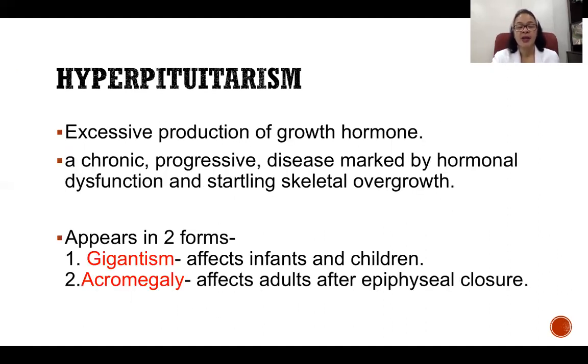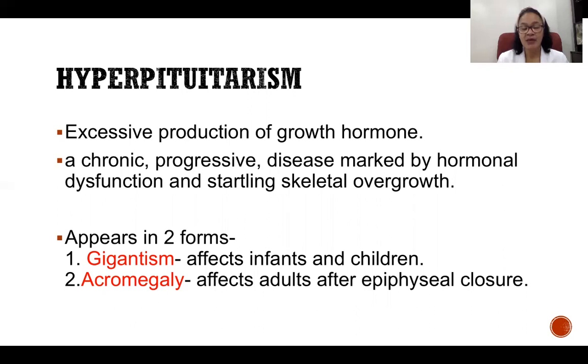Okay. So let's go now to hyperpituitarism. This is the reverse of hypopituitarism. At this point, there would be excessive production of the growth hormone. So this is a chronic, progressive disease marked by hormonal dysfunction and startling skeletal overgrowth.